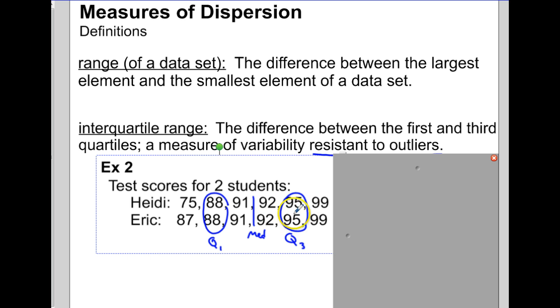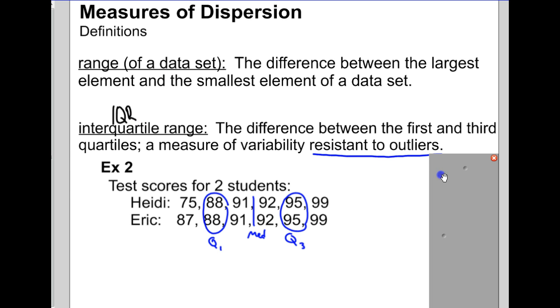The third quartile is the middle or median of the second half of the data, so in both cases, 95. So the interquartile range, another way to say interquartile range is IQR, it's an abbreviation. Interquartile range in each case is 95 minus 88. So our IQR for both is just 95 minus 88, which is 7. So in both cases, we would say, you know what, they're pretty much spread out the same. The difference between their quartiles is the same. Okay.